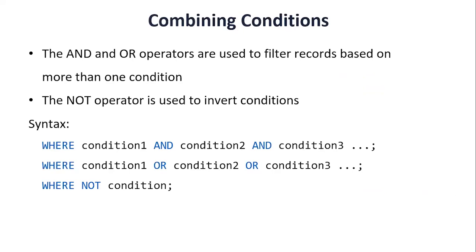And of course, like in Python, we can actually combine these conditions as well. So we can use AND operator and OR operator to combine 2 or more such conditions. So you can have where condition 1 and condition 2, or condition 1 or condition 2, or even 3. And there's another operator called NOT. If you want to get the negation of a particular condition, where not condition, so that would be the inverse of the condition.